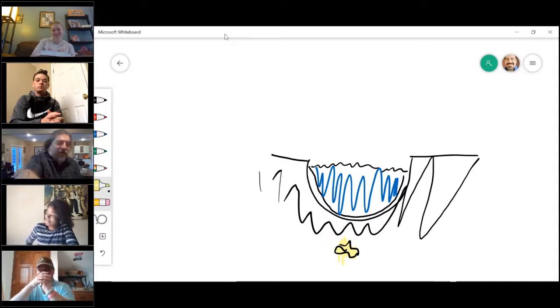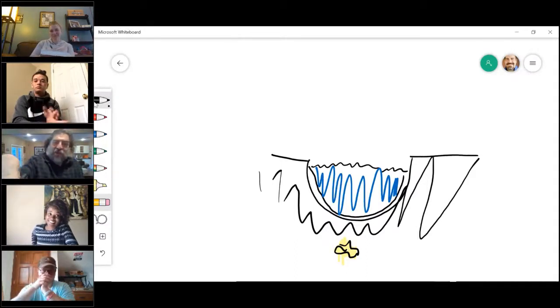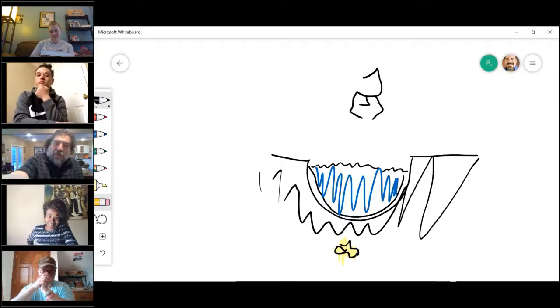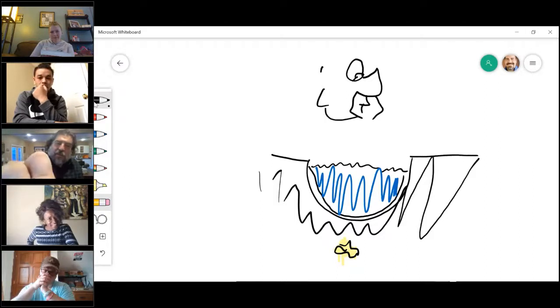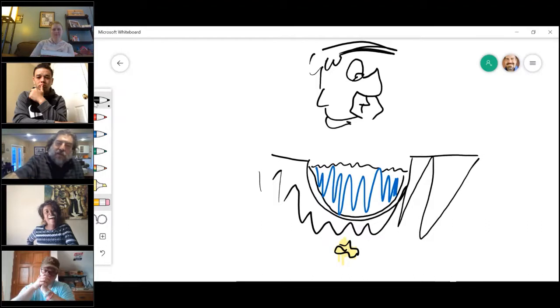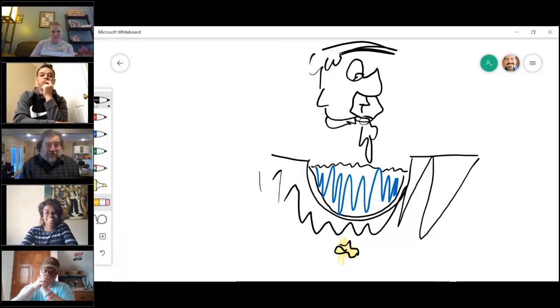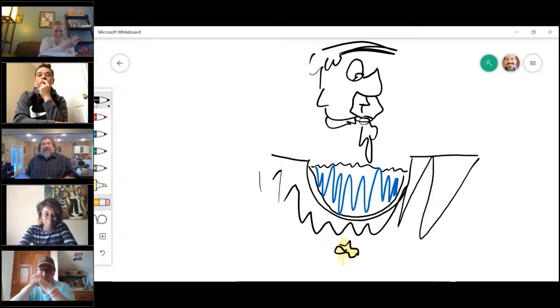I can't draw very well. The only thing I used to be able to draw pretty good was a very bad rendition of Fred Flintstone. All right.